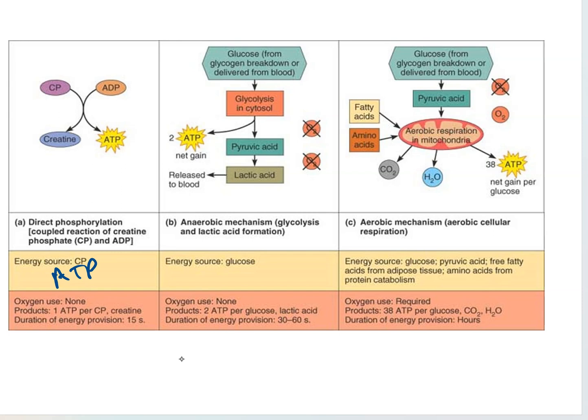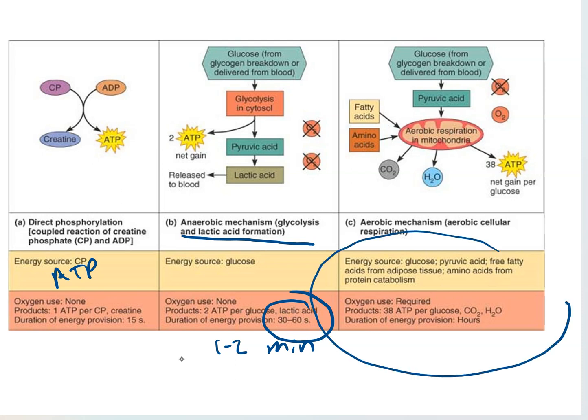Once we burn through that, if we're working at a high rate, we need to use glycolysis. So sprinting activities, powerlifting, anything where your heart rate is up high. But this can't get us very long. If you're trained, maybe 1 to 2 minutes, and then that lactate starts to accumulate.